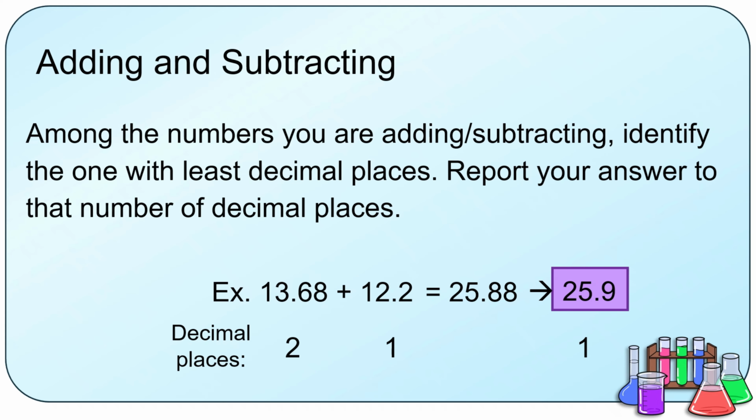At this point, a lot of students will say, no, that's obviously wrong because the calculator gives me 25.88. But remember, we're using significant figures to help us round our answers. Why do we do this? What is the logic behind this rule?